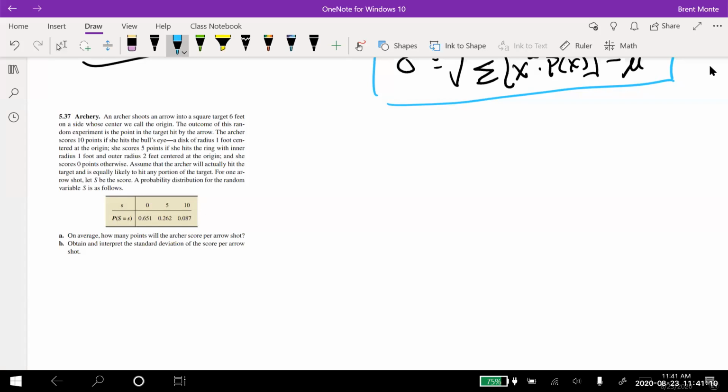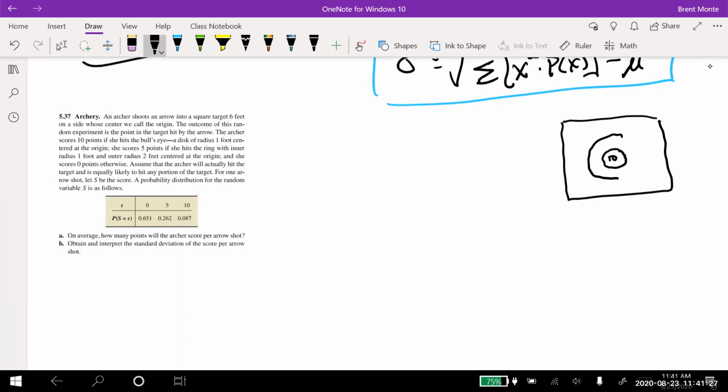So if we want to see a picture of this, what we have is this target that the archer is shooting at, and within there, there's a couple circles. There's the bullseye, and anytime you hit in the bullseye, you get 10 points. There's another ring. Anytime you hit in that ring, you get 5 points. And anytime you hit outside of that, you get 0. So that's the picture of what's going on here. Okay, so they give us the probability distribution. So the random variable S is the score, either 0, 5, or 10, and the probability of each of those.